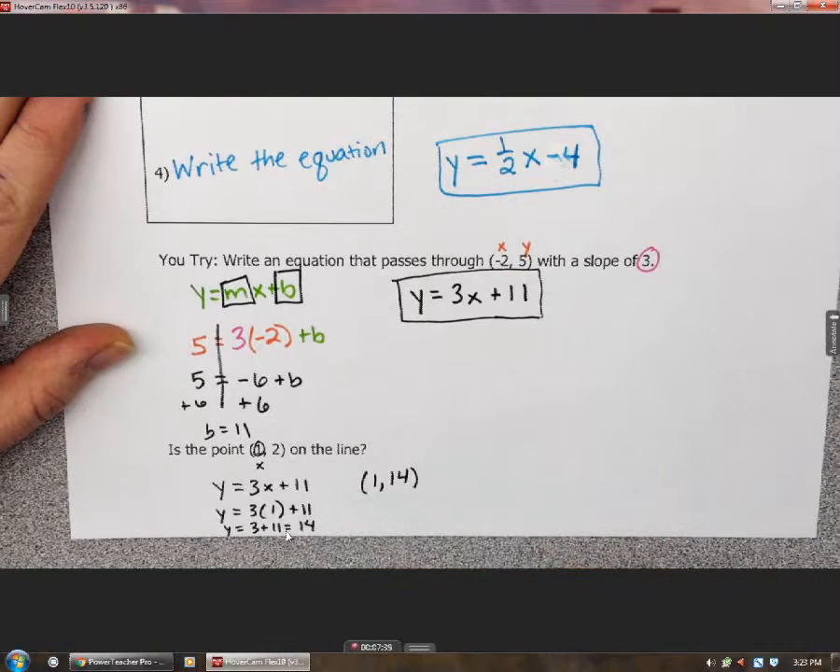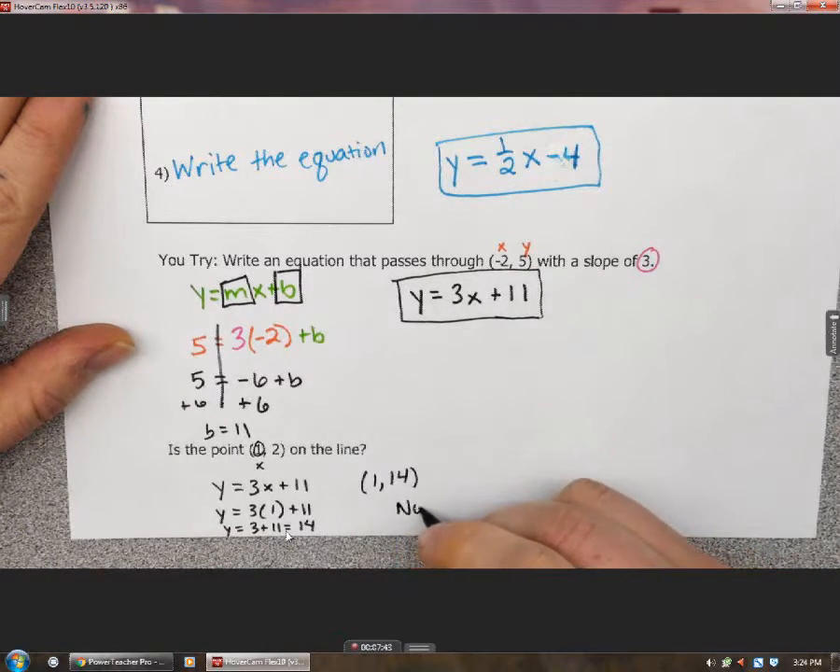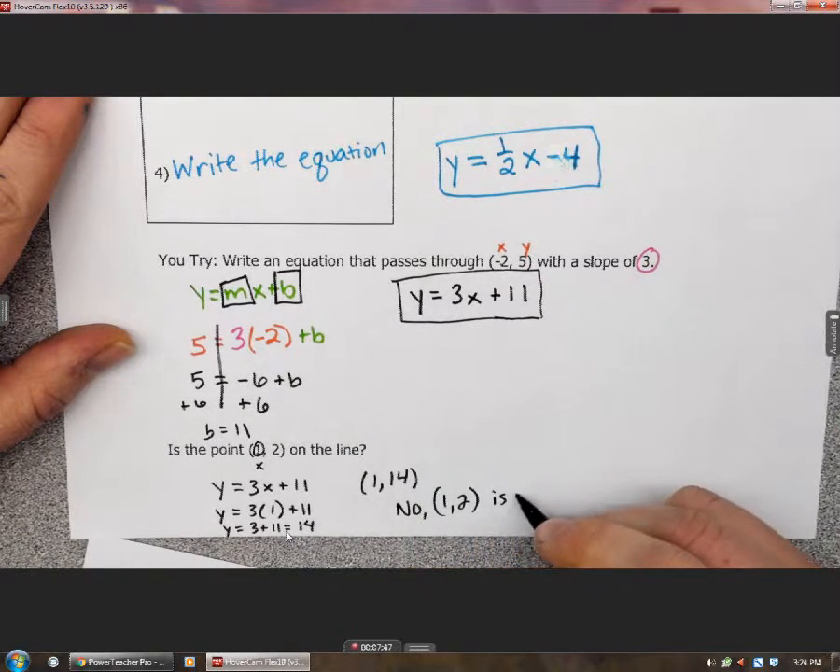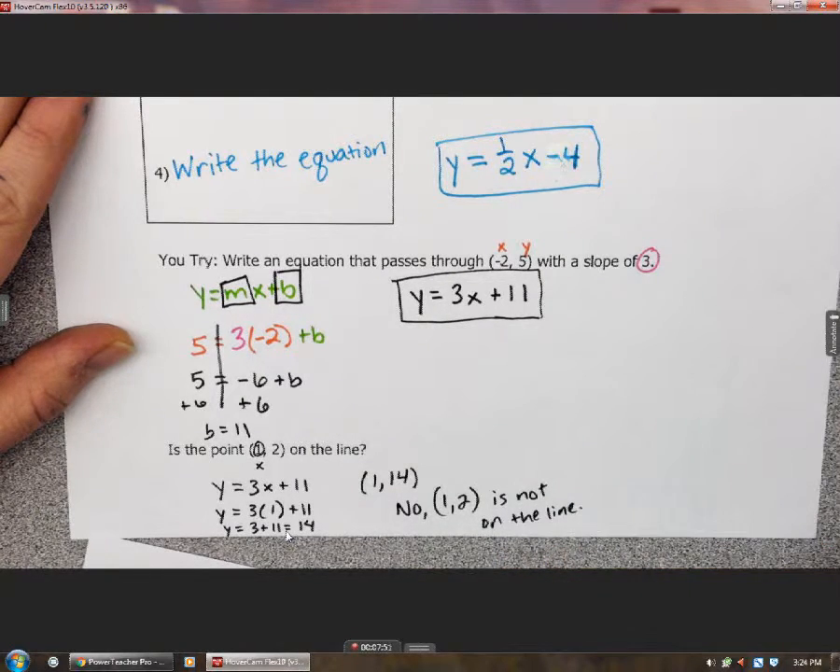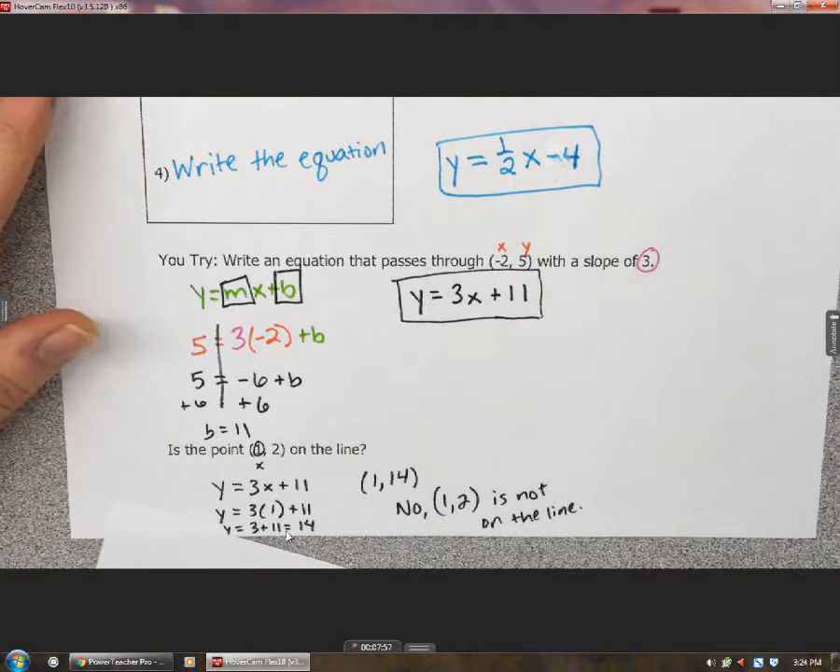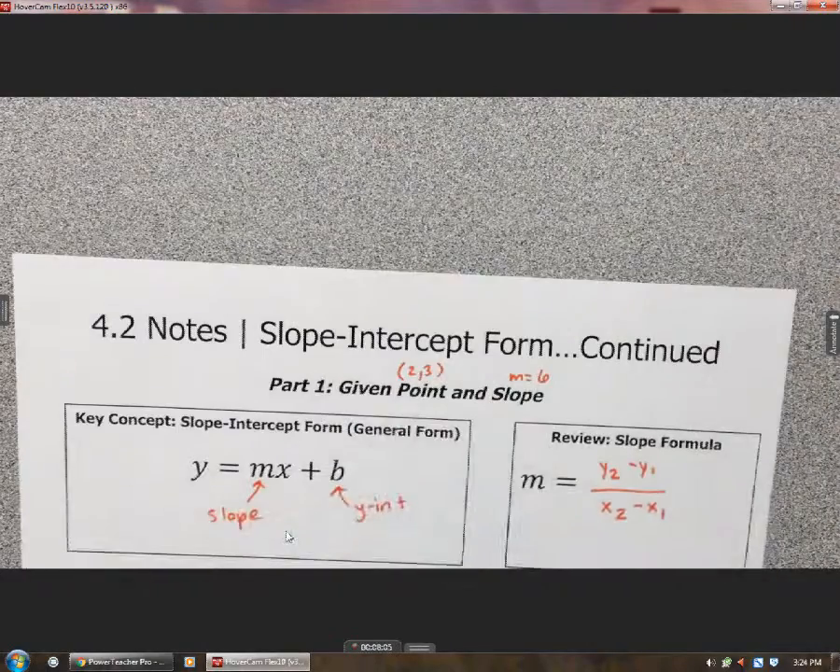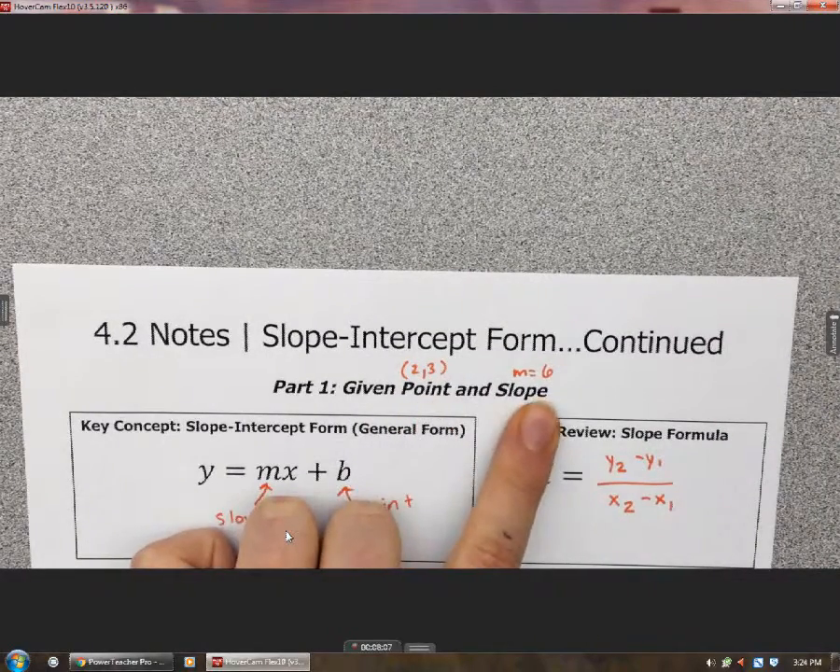Does that match what this had right here? It does not. So the answer would be no. 1, 2 is not on the line. That is technically the first half of the notes. You're given a point and a slope, you find the equation.